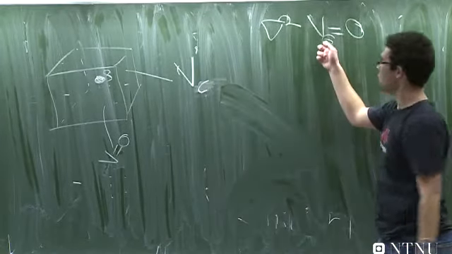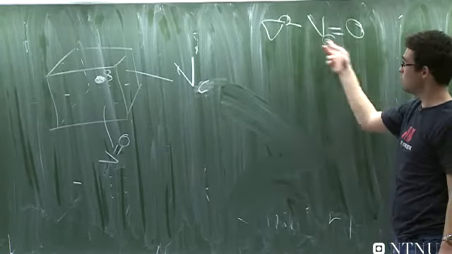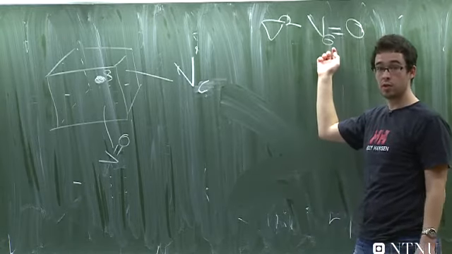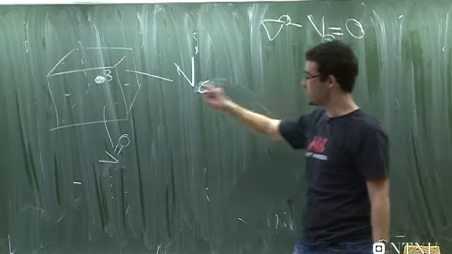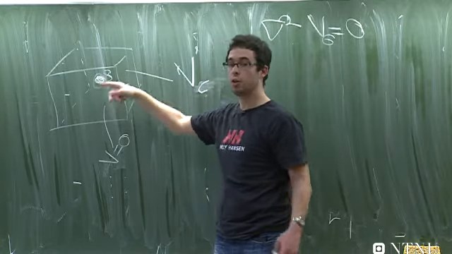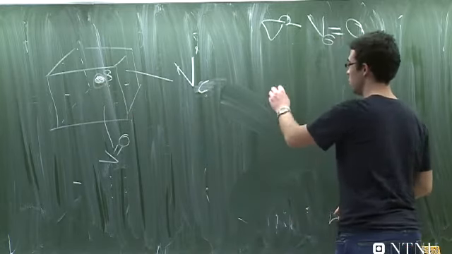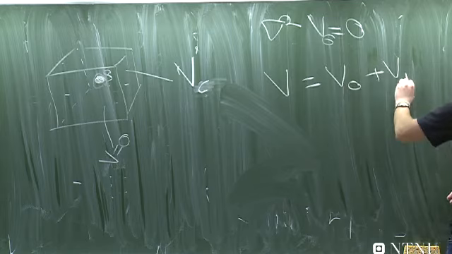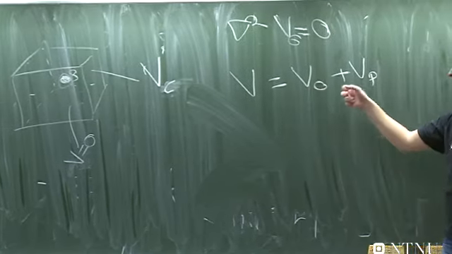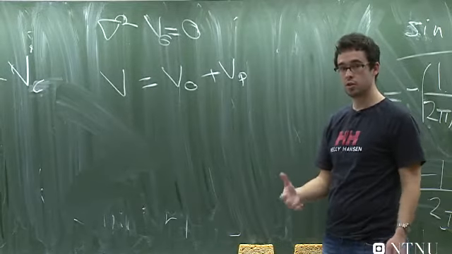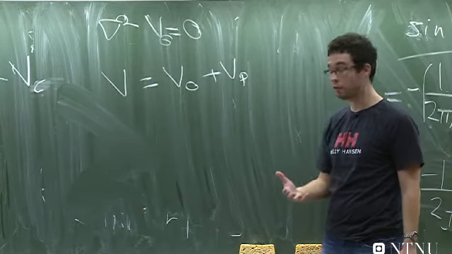V naught is some homogeneous solution. This would need to be satisfied. I mean, we solved an equation like this in electrostatics, right? But in addition, we would need the Green's function and integrate over the charge distribution to find the particular solution. So V is equal to V naught plus Vp, the homogeneous and the particular solution. The Green's function is, of course, subject to the same boundary conditions.